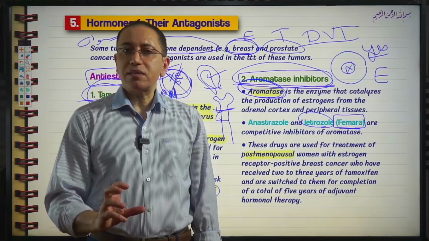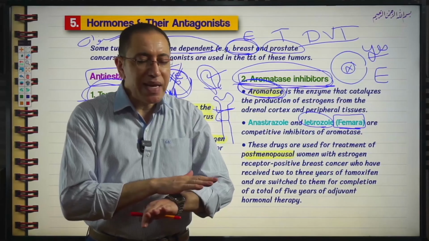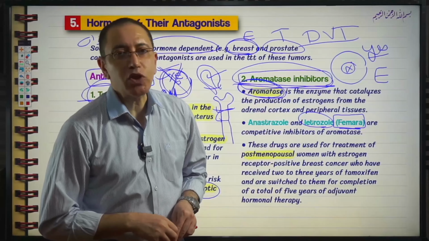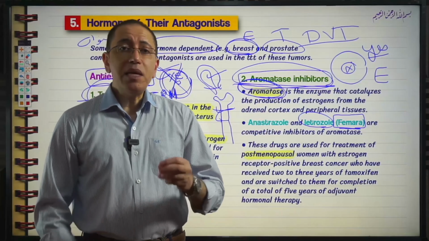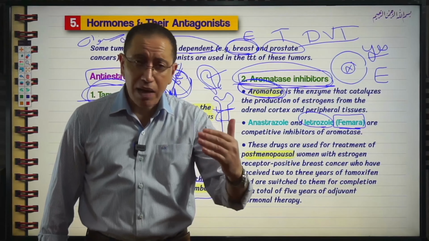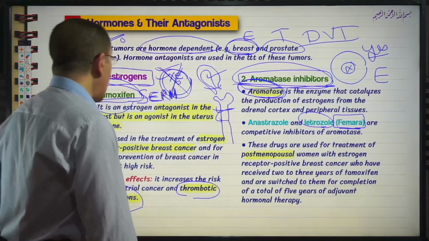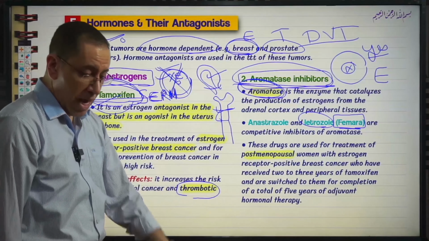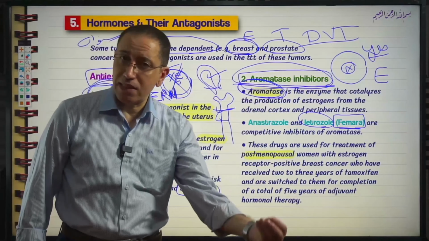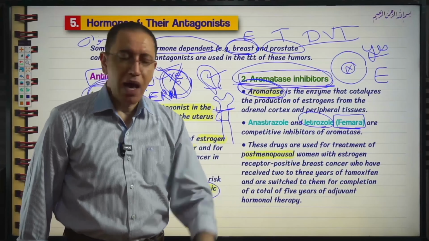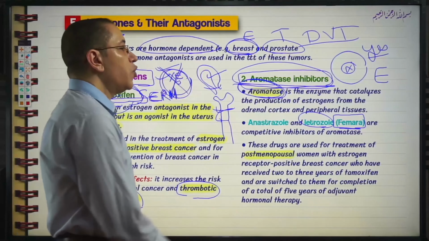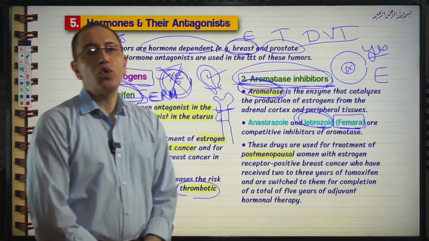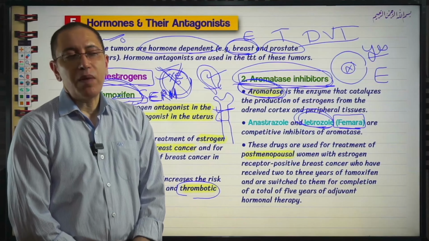A woman with breast cancer: number 1, before anything, we perform surgery. Number 2, look at her age. If this woman is premenopausal, before the age of 40 years, she will receive tamoxifen for a 5-year period after the surgery. If this woman is 60 or 70 years old, postmenopausal, she should receive letrozole for 5 years after the surgery. One tablet per day for 5 years.